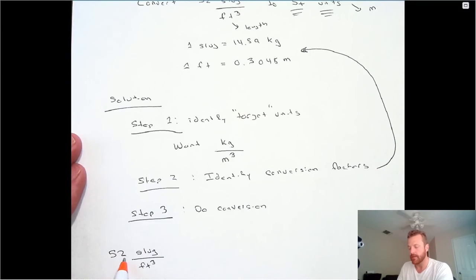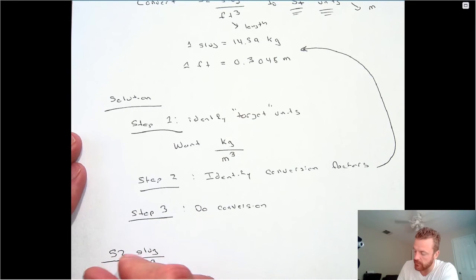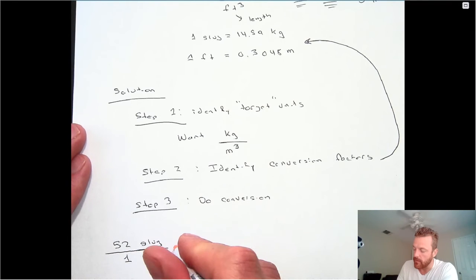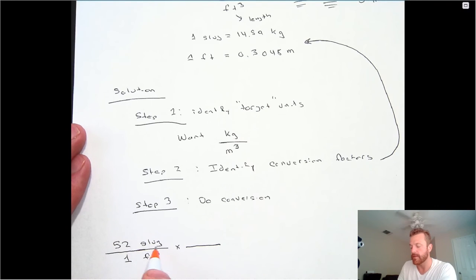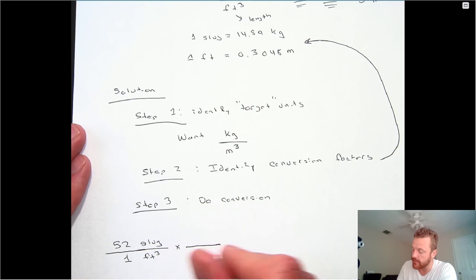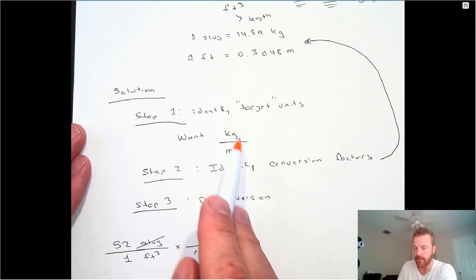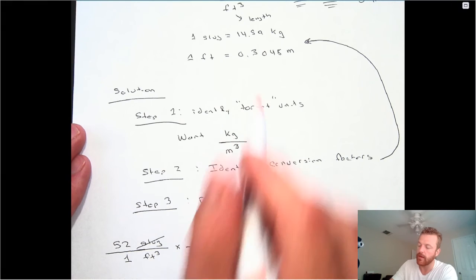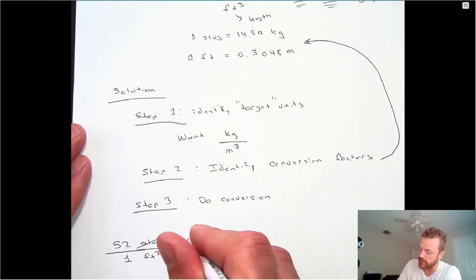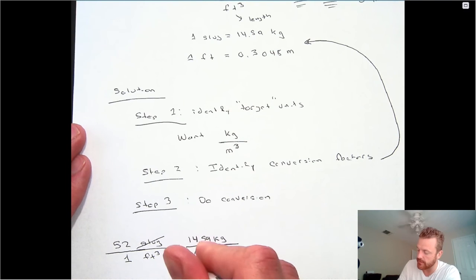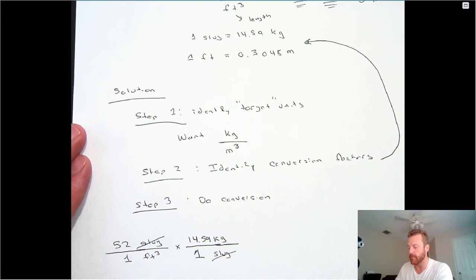So this is what we're starting with, 52 slugs per 1 cubic feet. First and foremost, we want to get rid of this US customary unit of mass, which is the slug. So we want a conversion from slugs to kilograms. You notice that this will remove the unit of slug and give me units of kilograms in the numerator, which is what I want. So we'll notice by our conversion factor that there are 14.59 kilograms per 1 slug. So effectively what we're going to be doing is multiplying by 14.59.